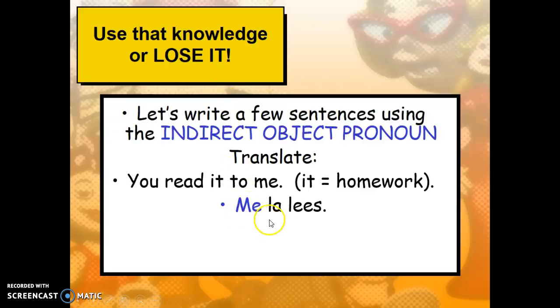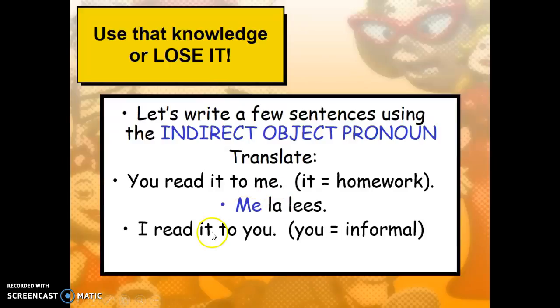Anytime you use pronouns, you kind of read it backwards. You read it to me. What about this one? I read it to you. This is all present. So you want to say, to you, it, I read. Or backwards, I read it to you. So what would to you be? Me, te, le, nos, or les. Te. Te la leo. I read it to you.